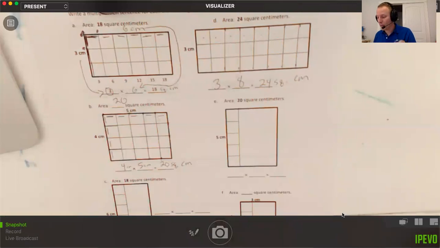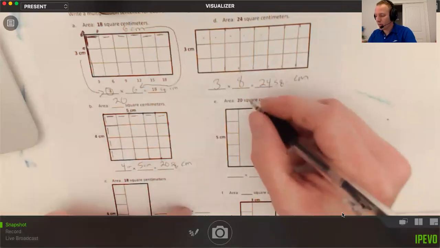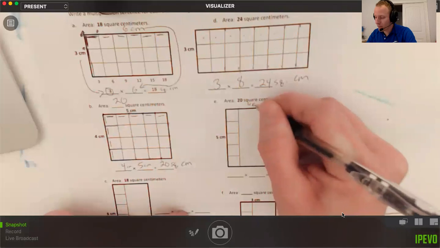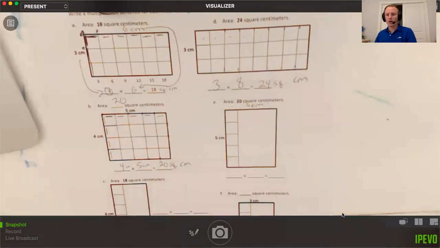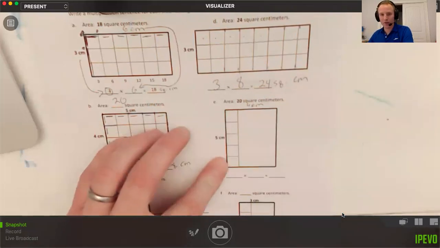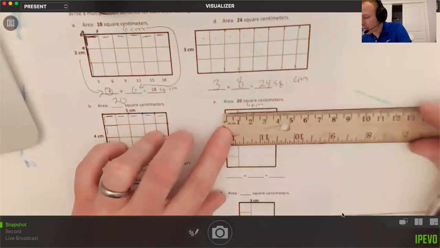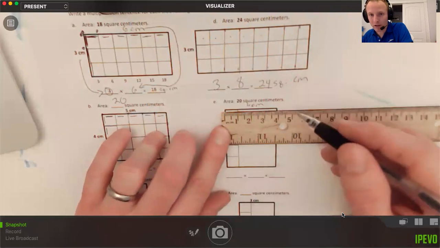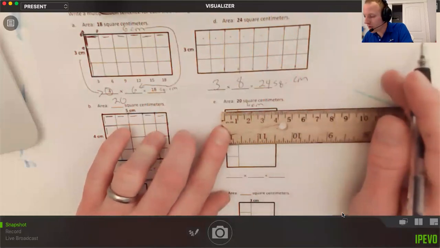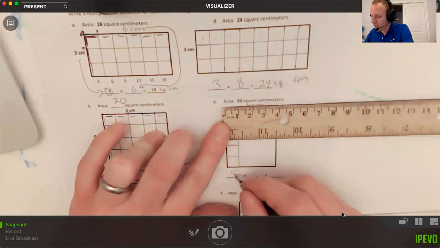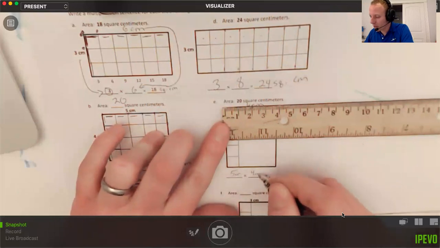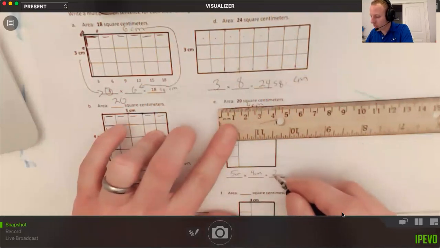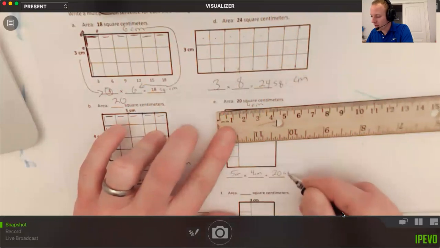Now, on the next one, it's flipped. It's the turnaround fact. So it's 5 centimeters times 4 centimeters. But this time I'm not going to draw all of them in. So I already know that this is 5. They've already labeled that for me. I'm going to look here and round to the nearest centimeter. And, as you can see, it's about 4. Again, our copier made it a little smaller. So I'm going to say that 5 centimeters times 4 centimeters is 20 square centimeters.